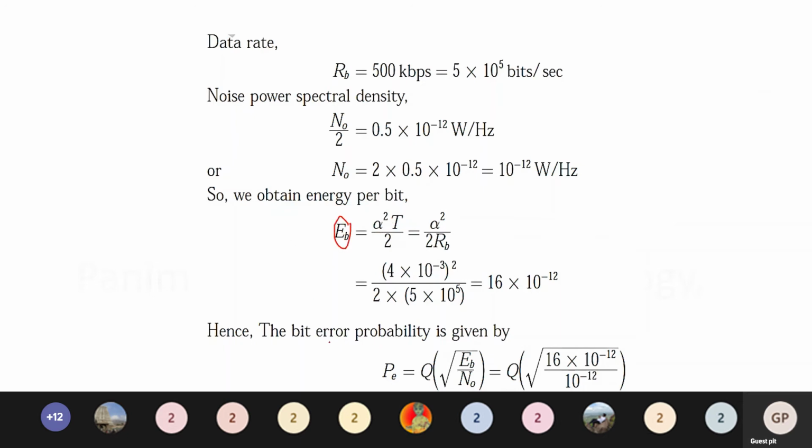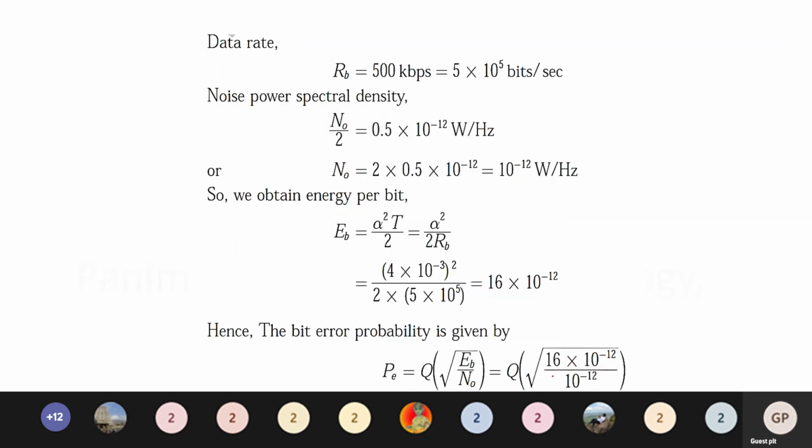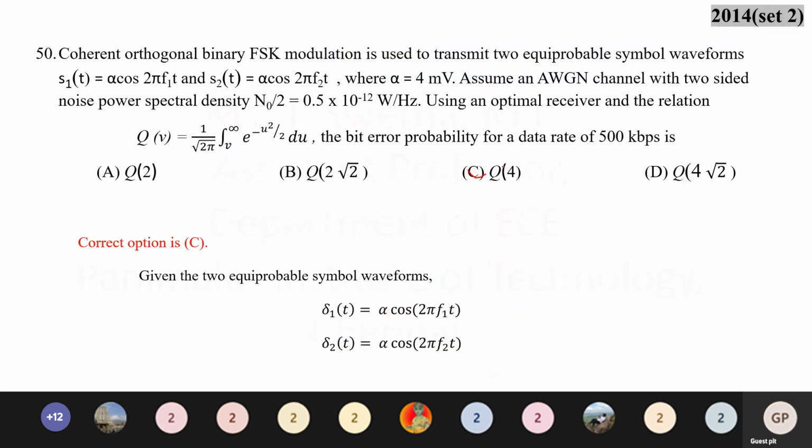Finally we have to get the error probability value. I have shown you the error probability equation: probability of error is Q of root EB by N0. We have calculated the N0 value from the given data, and using the bit energy formula we have calculated the EB value. Substituting directly, the powers will cancel out, so you get only root 16. Once you take the root out, the answer will be Q of 4. So for the given question, the correct answer is C.